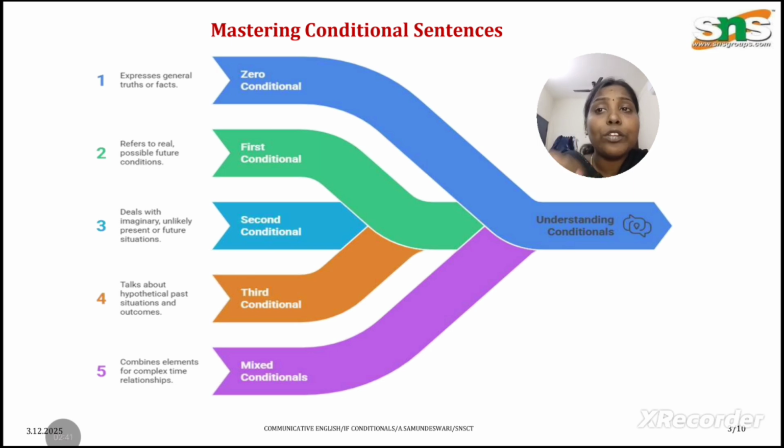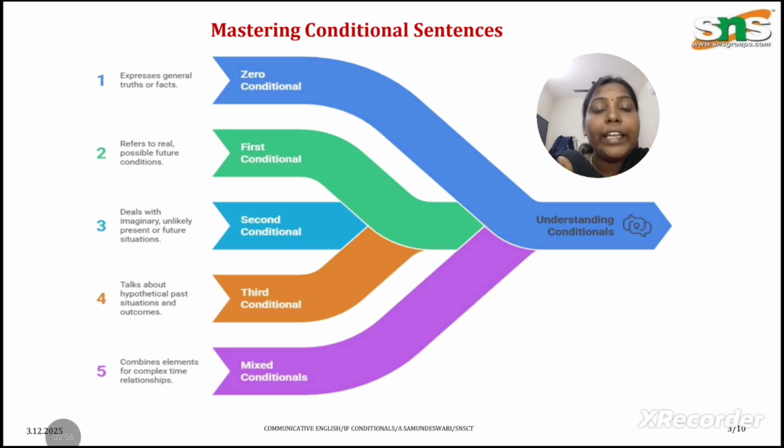So what I'm trying to say is, if I get a chance to visit Delhi, by that time I will go to Taj Mahal. If I don't get a chance to go to Delhi, I will not visit Taj Mahal. So this will be the basic concept.